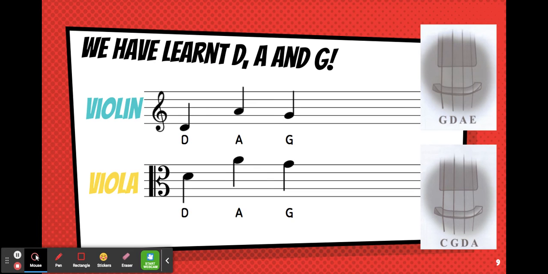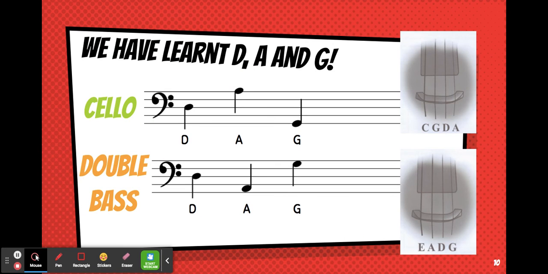So far we have learnt D, A, and G. So that's where they sit if you are reading a treble clef, if you're playing the violin. If you're playing the viola and reading the alto clef, this is your D, this is your A, this is your G, and take note of where they are on your instrument. If you're playing a cello reading bass clef, we know this is your D, this is your A, this is your G, and if you're playing the double bass, this is your D, this is your A, and this is your G.